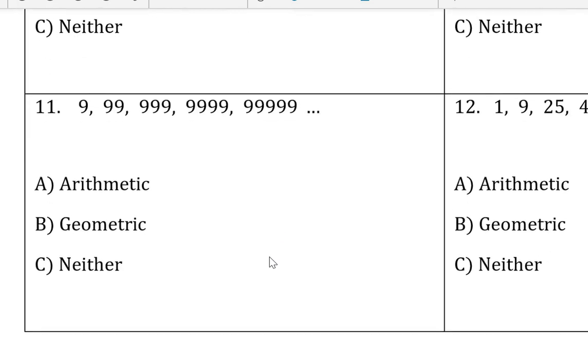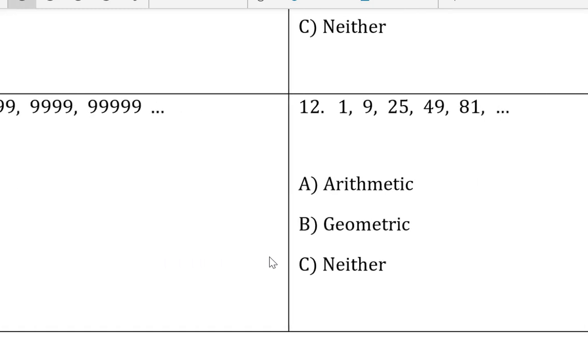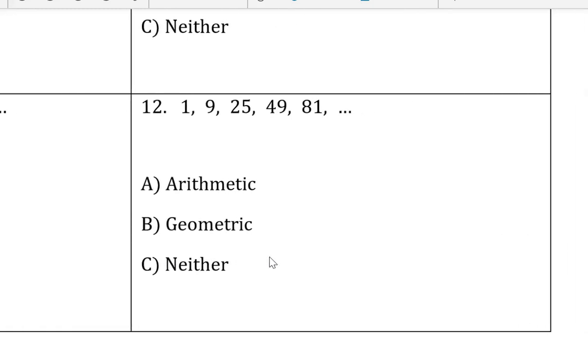For 11, we try subtracting, we try dividing, and none of it seems to work. And thus, we are neither. Over here, we try subtracting, we try dividing, none of it works, so we are neither.